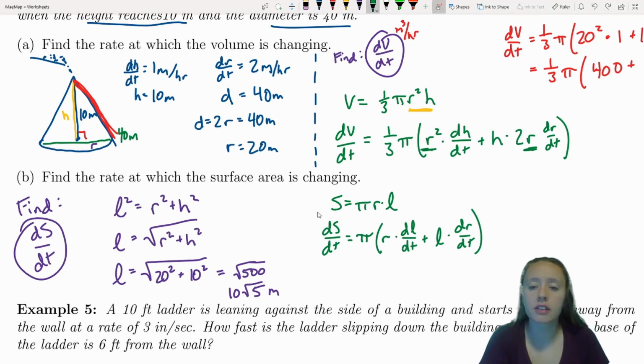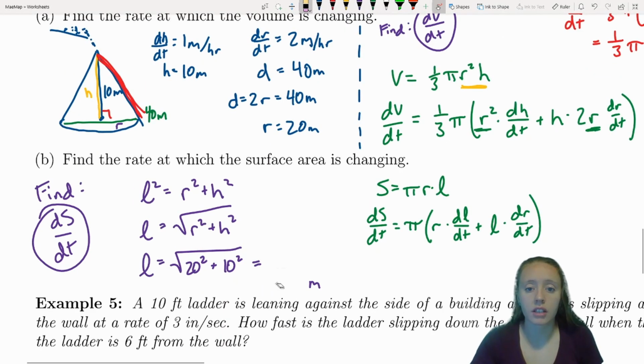Well, if you think about this formula here, L squared equals r squared plus h squared, what if I was to take the derivative of that? Because that would give me a dL/dt. Let's go ahead and do it. And I'll do this over here in blue. And I'll go ahead, consolidate some of this information to save myself some room. So I got that L was 10 root 5, and that was 10 root 5 meters.